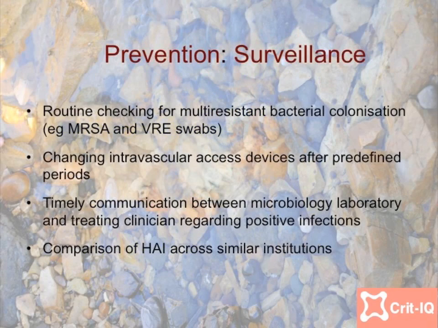Another step of prevention is surveillance. This means routinely checking patients for multi-resistant bacterial colonisation. Also changing intravascular access devices after predefined periods. If there's timely communication between the microbiology laboratory and treating clinician, this can also narrow the spectrum of antibiotic use and treat infections more appropriately. And if there seems to be an outbreak, then the use of an infection control team to identify any index cases and also to recommend infection control practices is useful.